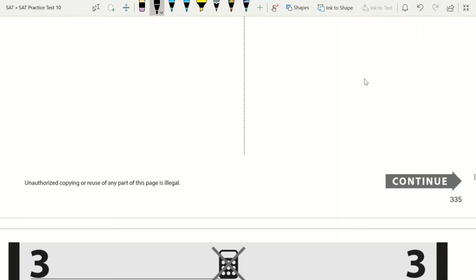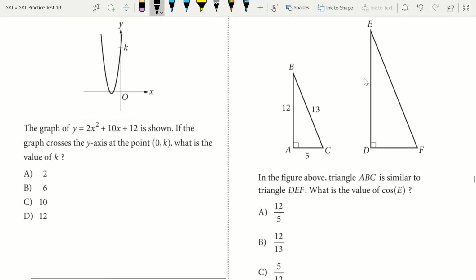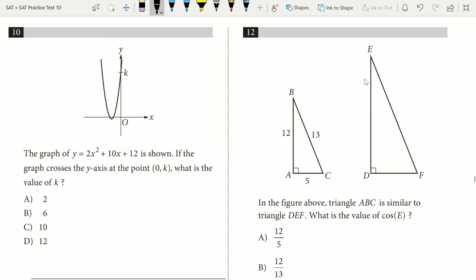Alright, question 10. The graph of y equals 2x squared plus 10x plus 12 is shown. If the graph crosses the y-axis at point 0k, what is the value of k? Well, if I'm plugging in 0 for x, this is going to be 0, and so is this going to be 0. So I see y will equal 12, which means that k will equal 12. So my answer is D.